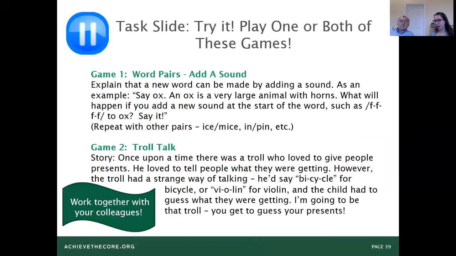So what we'd like you to do is pause the webinar and take a few minutes to play either one or both of the games right now. If you're on your own, you can just do the tasks orally. If you're with a group, you want to play the game as adults with your colleagues, work together, and then resume the webinar.